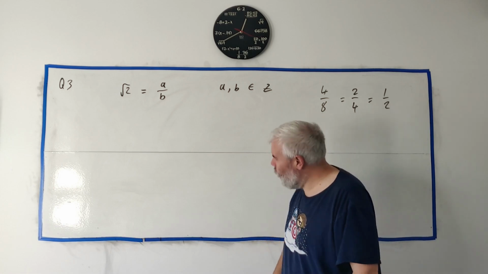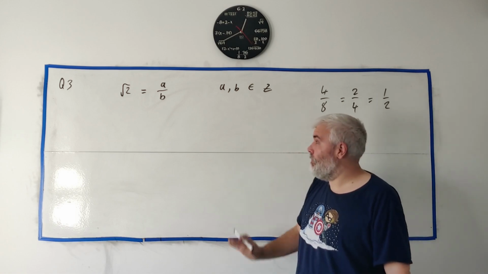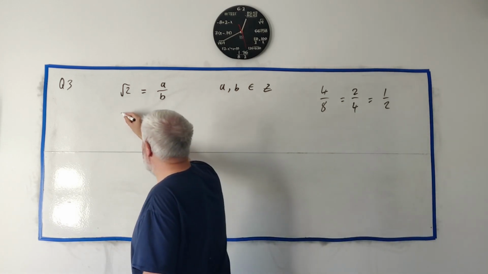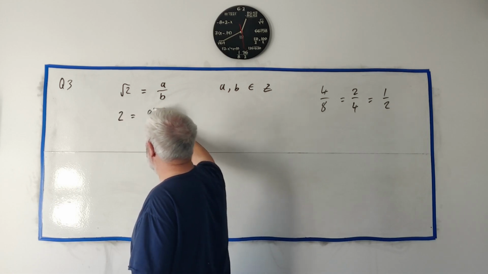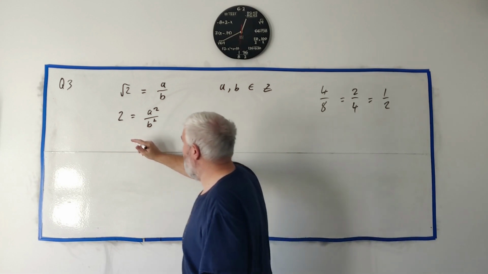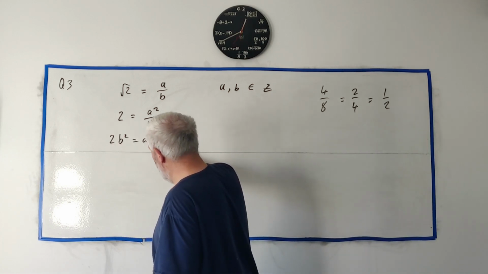Now, whenever you have a square root, one of the most common things to do, and it's no different here, is to square both sides to get rid of it. So if I square both sides, I get 2 is equal to a squared over b squared. Again, play around a bit here, and we get 2b squared is equal to a squared.